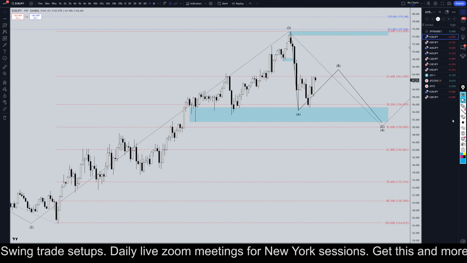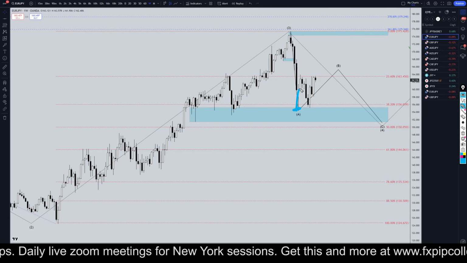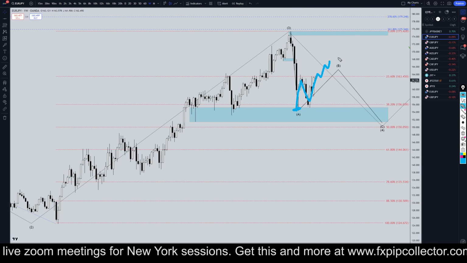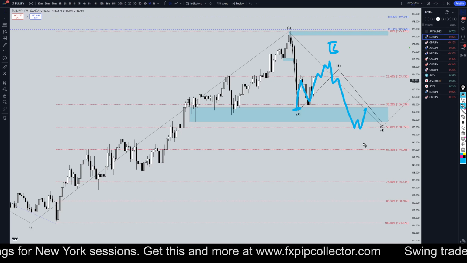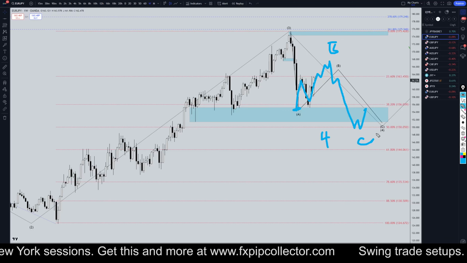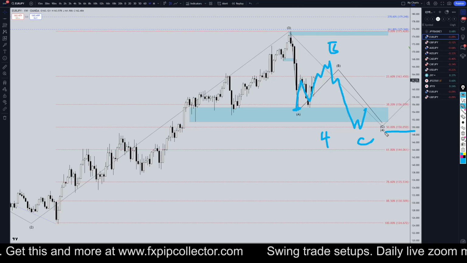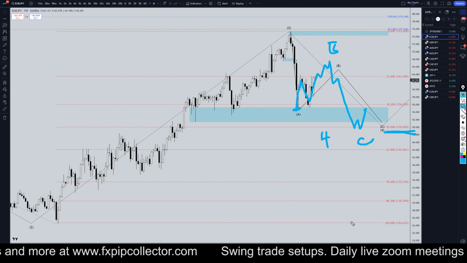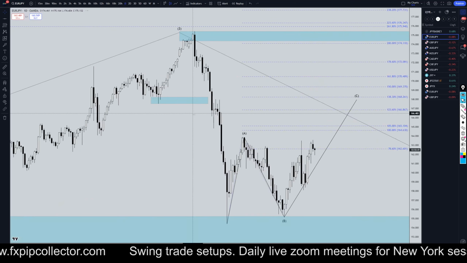On the weekly time frame, I think this first push down ending right here is a wave A. I think we're very, very likely in a wave B right now, and I think eventually it will go down and make a wave C of wave 4, which I still think the 150.05 area right at the 50% Fibonacci retracement is the likely area to end this wave 4. So let's take a look at it on the daily time frame.